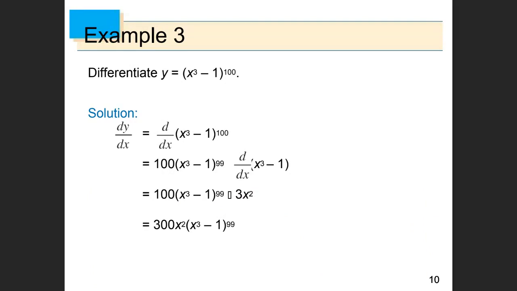More examples, let's look at x cubed minus 1 to the power 100. How do you differentiate? You start by applying the power rule. It becomes 100 times x cubed minus 1 all raised to the power n minus 1, which now becomes 99, times the derivative of the inner function, which is x cubed minus 1. If you differentiate that, you have 3x squared. 3x squared times 100 gives you 300x squared times x cubed minus 1 all raised to the power 99.